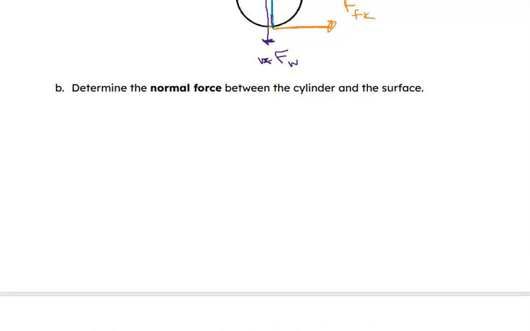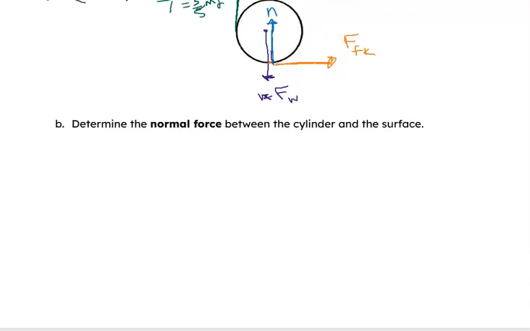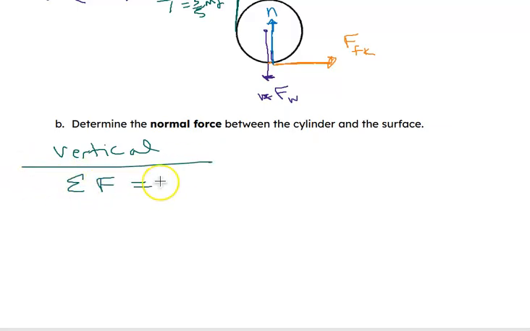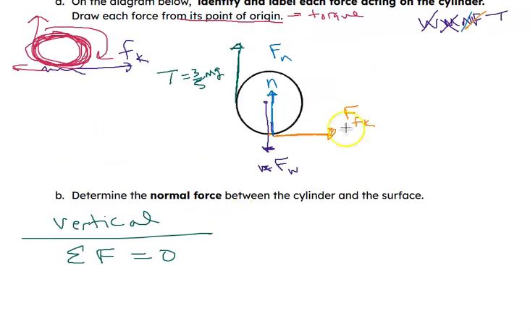Question B says determine the normal force. That is in your vertical column. That's easy, I hope, because we know that there is no vertical motion, and hopefully you can see that, because 3/5 mg is less than mg, right? So it's not enough to lift it off the surface.